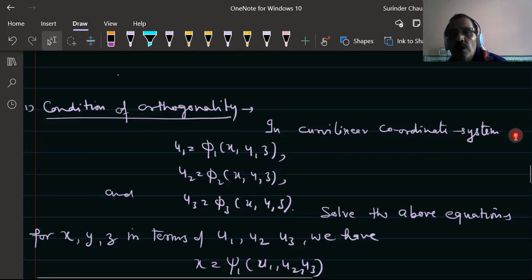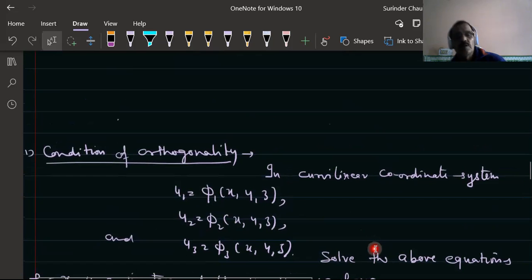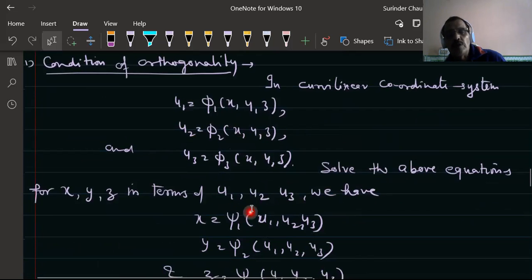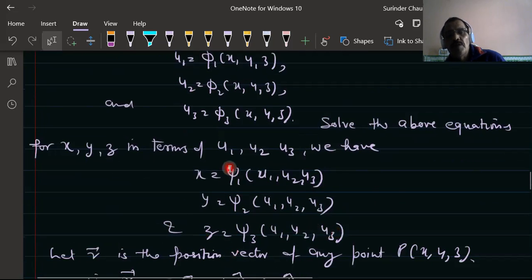In the curvilinear coordinate system, u1, u2, u3 are functions of x, y, z; say phi 1, phi 2, phi 3. Solve the above equations for x, y, z in terms of u1, u2, u3. We can solve because they are independent. So from the equations we will write x in terms of u1, u2, u3, y in terms of u1, u2, u3, and z in terms of u1, u2, u3. That is psi 1, psi 2, psi 3.